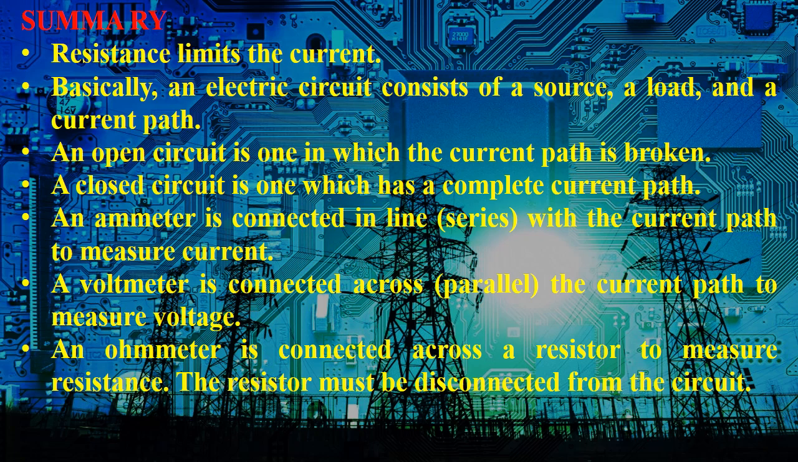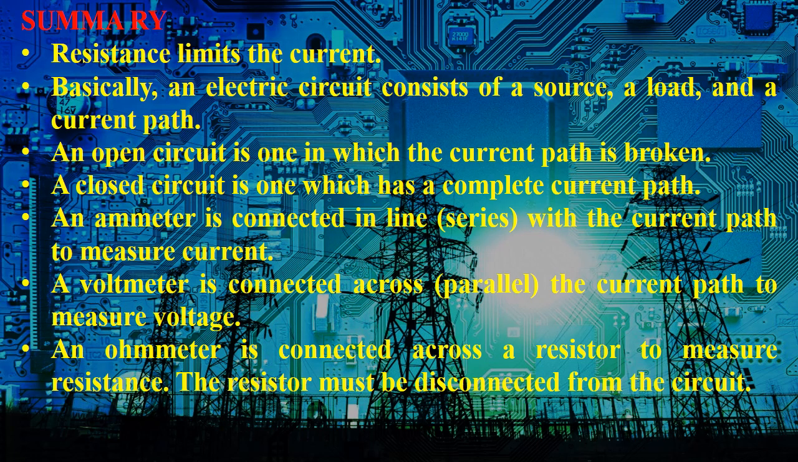Basically, an electric circuit consists of a source, which is an AC or DC source, a load, which is an AC or DC load, any equipment or appliance that consumes electricity, and a current path, which is the conductive material or conductor, like copper. An open circuit is one in which the current path is broken. A closed circuit is one which has a complete current path.